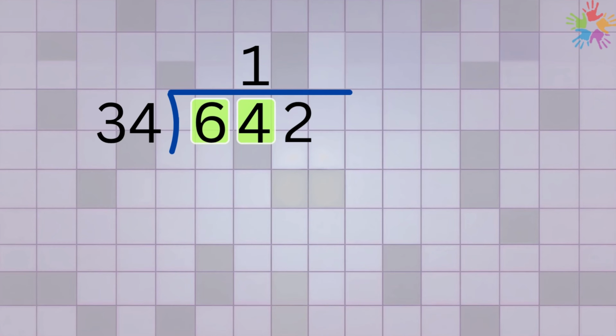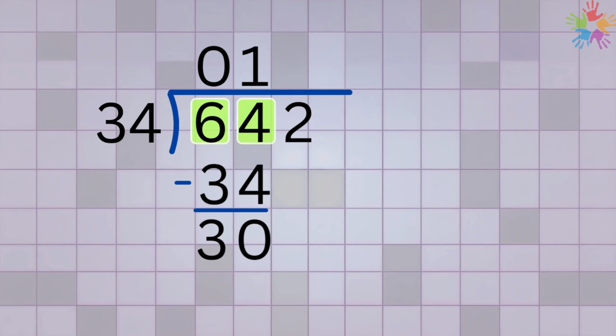The reason I put the 1 on top of the 4 is that we just skipped the 6 and combined the 4. If we want, we can put 0 on top of the 6. Next, we multiply. 1 times 34 equals 34. We subtract 34 from 64, which leaves us with 30.